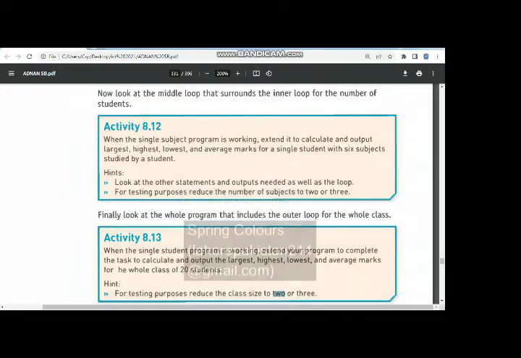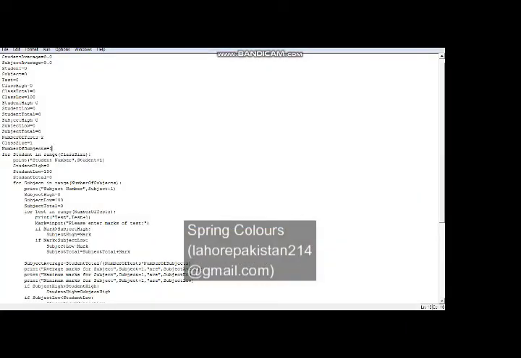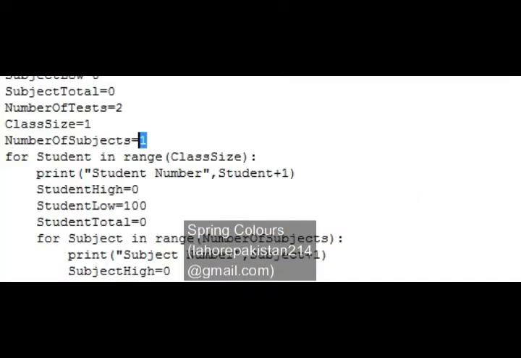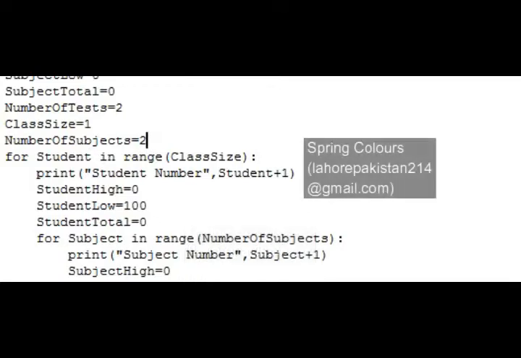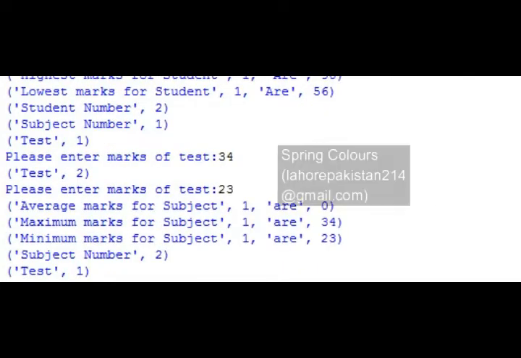Activity 8.12 is also the same, just you need to change the subjects and the number of subjects to 2 or 3. Now I am changing the number of subjects to 2. Over here I am changing the number of subjects to 2, and let us see the change in the output. Have a look at the change in the output.